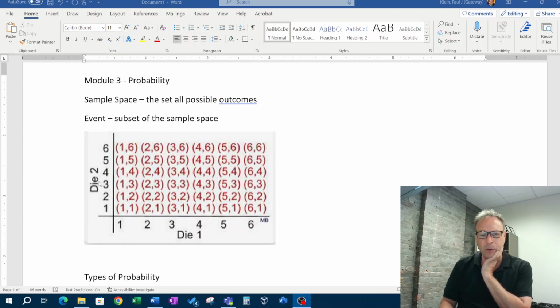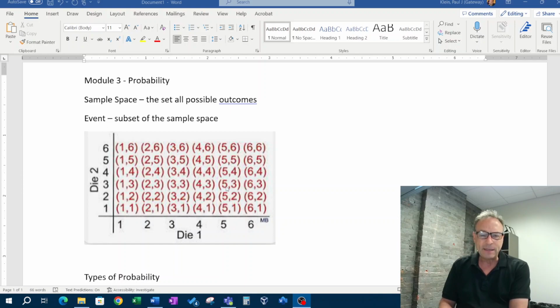All right, so if we roll two dice, these are all the possible outcomes, all right? The first one would be a 1, and the second one could be a 6. Or the first one could be a 1, and the second one a 4. The first one could be a 4, and the second one a 3. These are all the possibilities, all the possible outcomes, okay? And that's called the sample space.